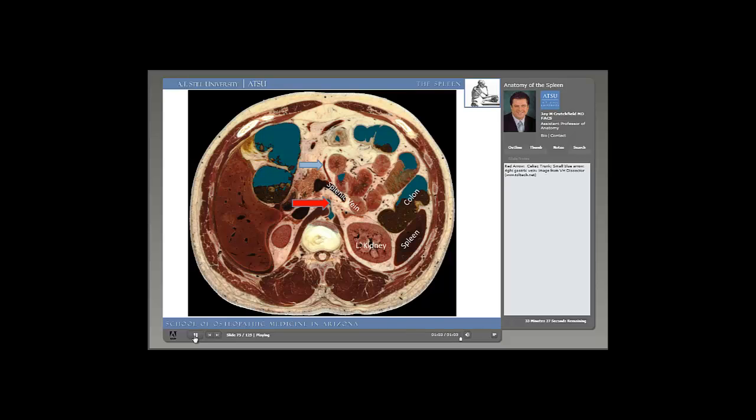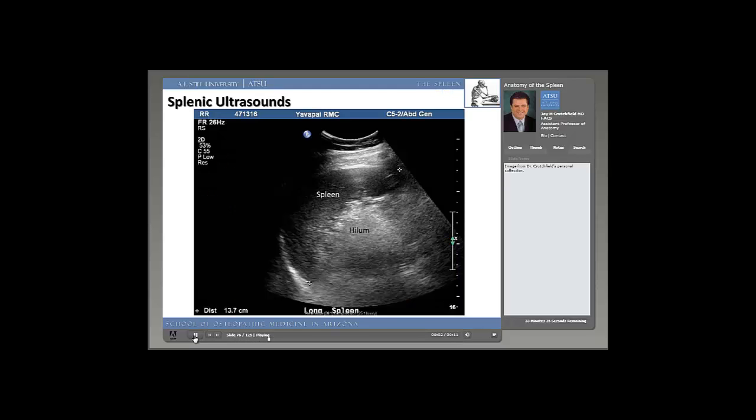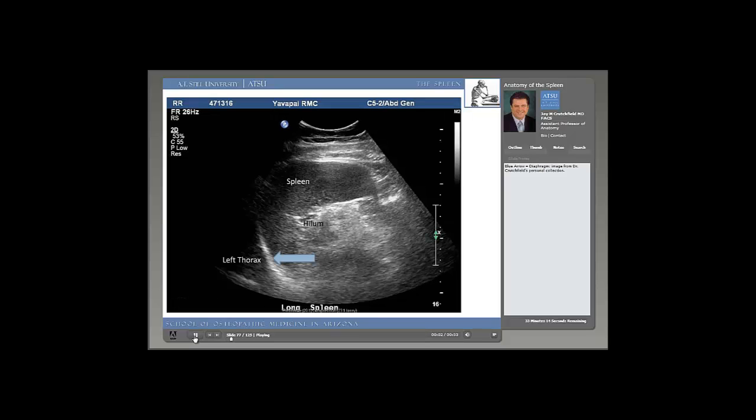Here's another cross-section of the spleen, but this time it's on an ultrasound. Noted is the hilum and the spleen itself. Let's take a look at some more images. Here we see the spleen and hilum, and the blue arrow shows us the diaphragm, separating the thorax from the abdominal cavity.